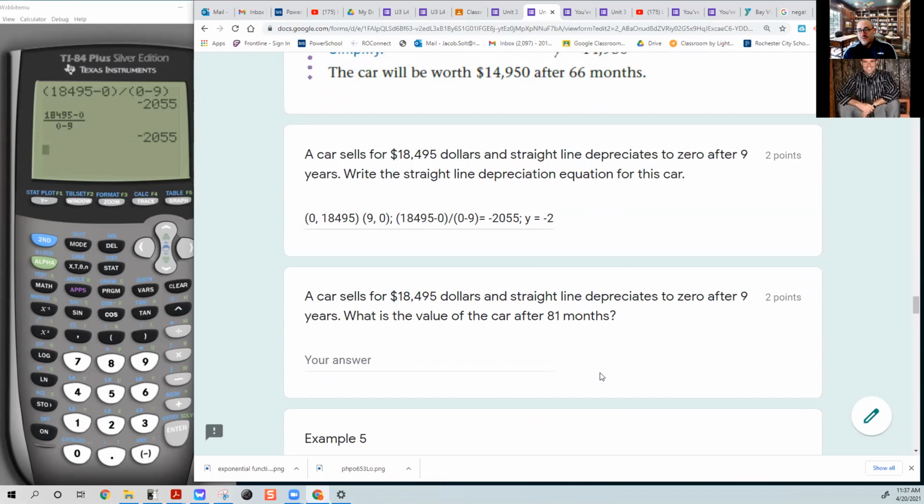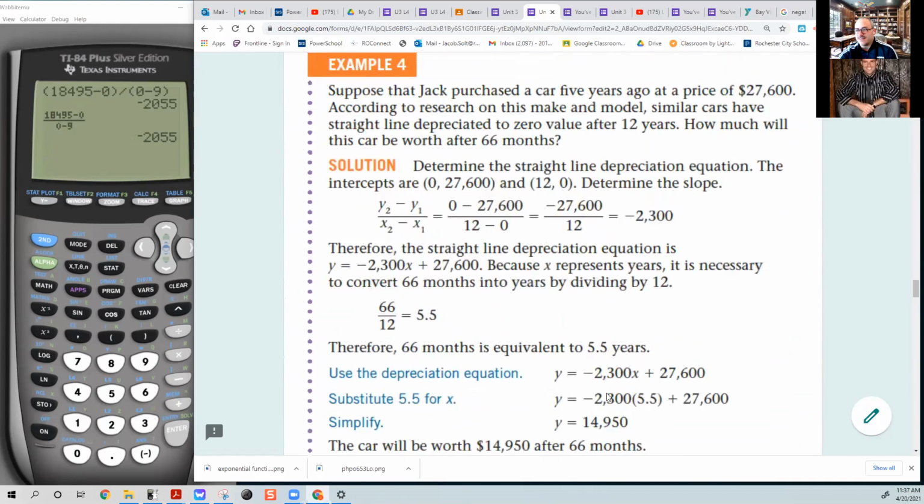Now we're going to take the same problem and find the value of the car after 81 months. Do yourself a favor: grab the answer you had here, the y equals equation, and stick it in here so you can use it to run your calculation. That might help you. Go ahead and try to calculate the value of the car after 81 months. How would you do that? Use example 4 as your model. Example 4 shows you exactly how to do this kind of thing.